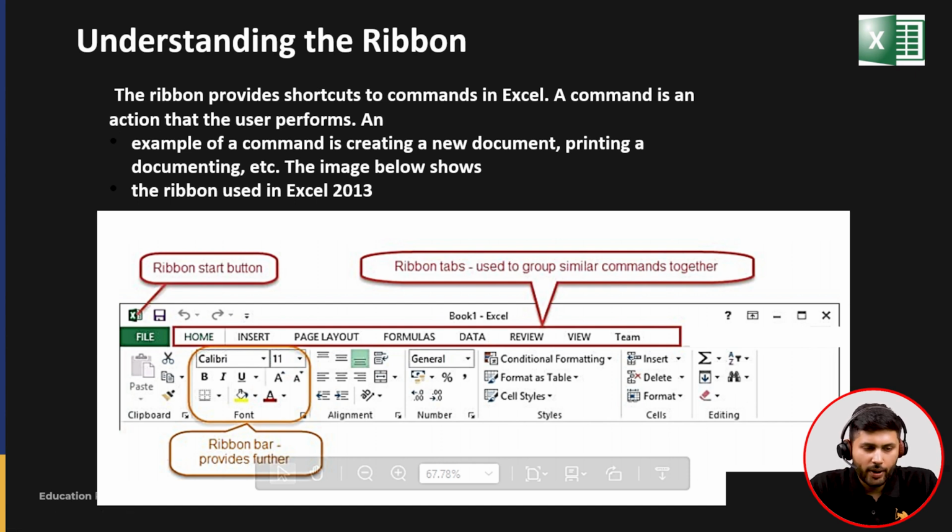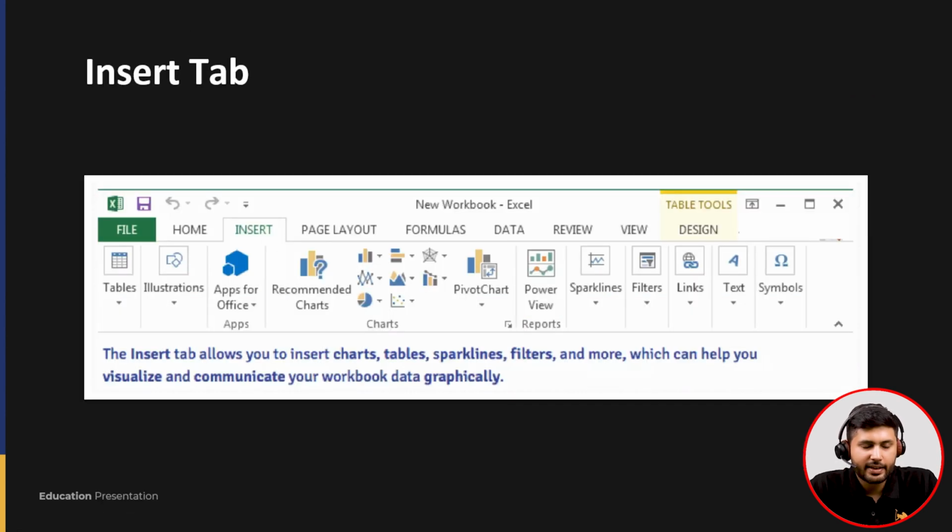Now going on further, we have the Insert tab first. The Insert tab is a generic tab that is used to insert values in your Excel sheet. You can insert tables over here. You can insert illustrations over here. You can insert apps from Microsoft Office, so you have a proper app store where you can download multiple sorts of apps. At the same time, you can have recommended charts. So I can select data and ask Excel to recommend charts. I can also add charts on my own.